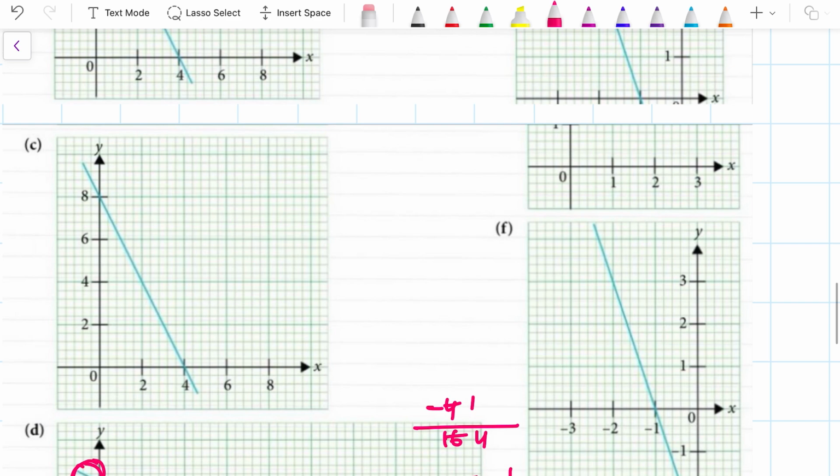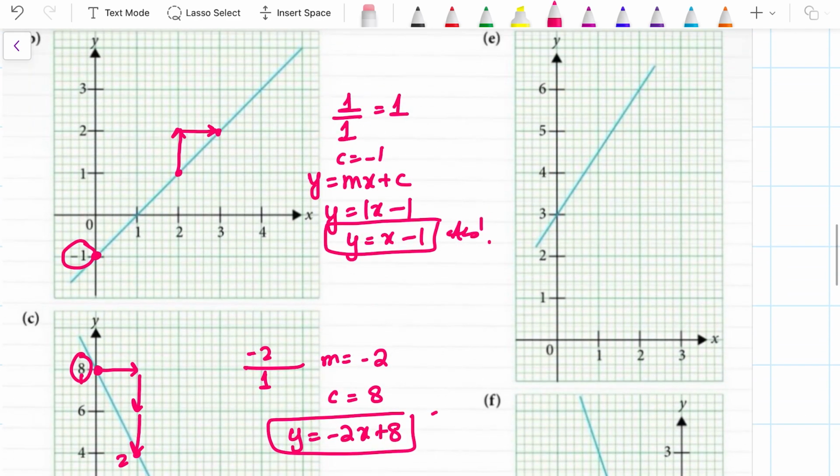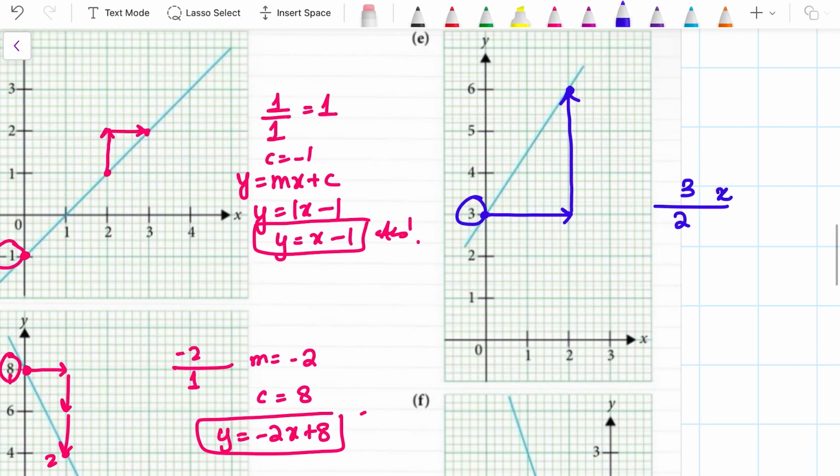Okay. Now let's look at the E part. One grid point, another grid point. So from this to this, we are running 2 units and we are rising 3 units. This is my gradient. What is my intercept? 3.